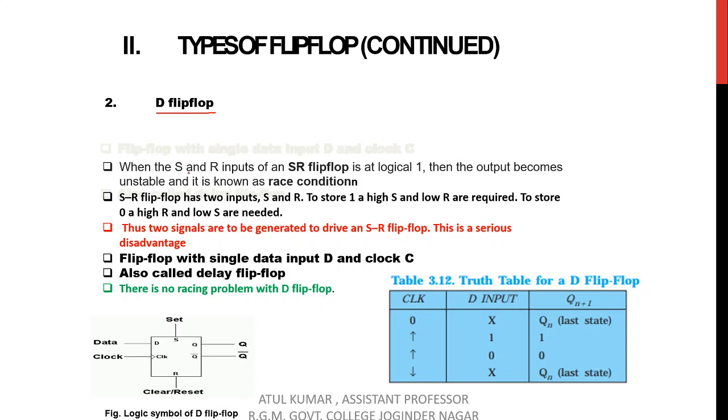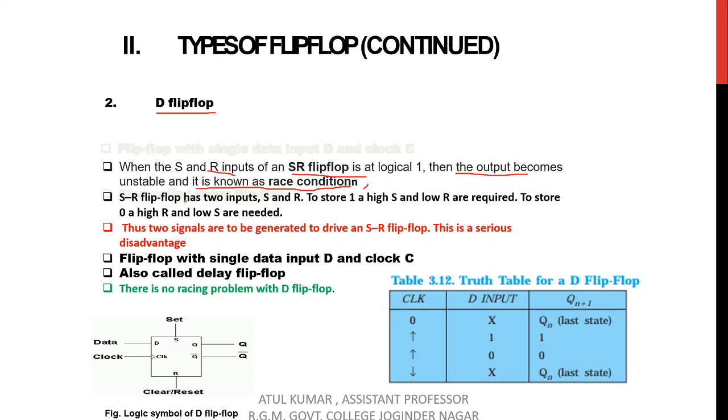As we have seen in the case of the SR flip-flop, when both inputs are 1, that is S is equal to 1 and R is equal to 1, the output is unstable, and that condition is called the race condition.